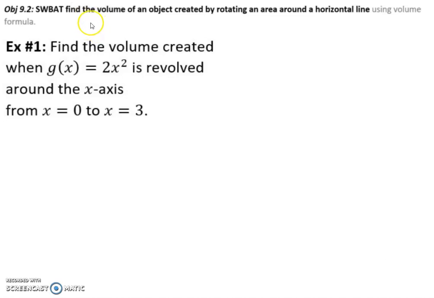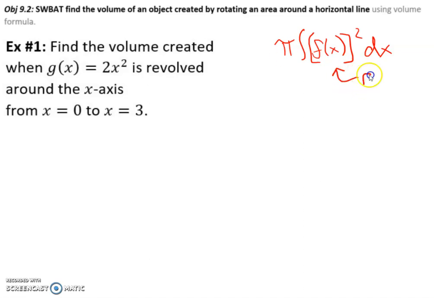All right, our objective today is that we're going to find the volume of an object created by rotating an area around a horizontal line. All these formulas typically end up being pi integral of a function squared, where that function represents the radius. So we're going to see a lot of variation in exactly how this works, but just keep in mind that's always what we're doing. It's pi r squared, where the radius is the function value.